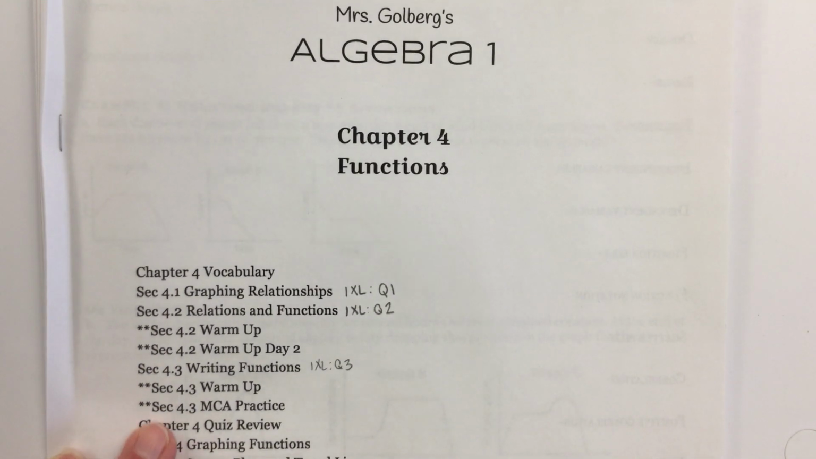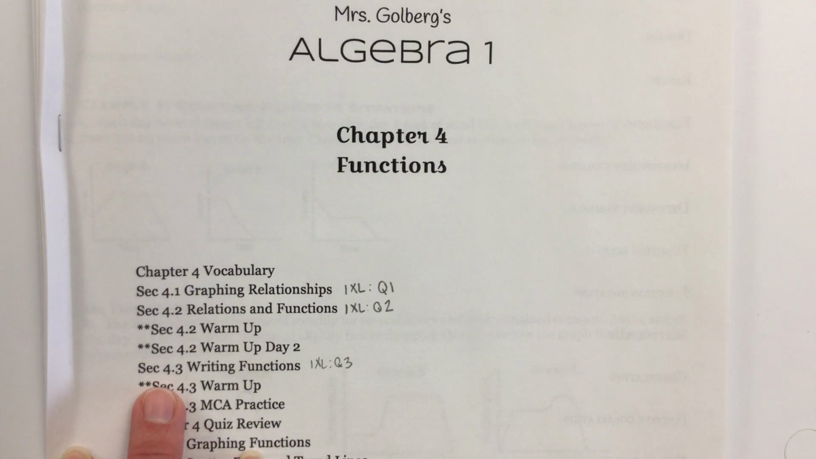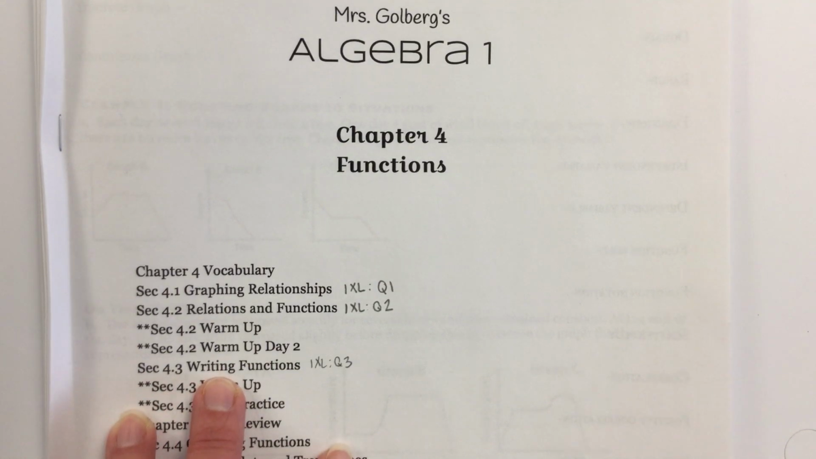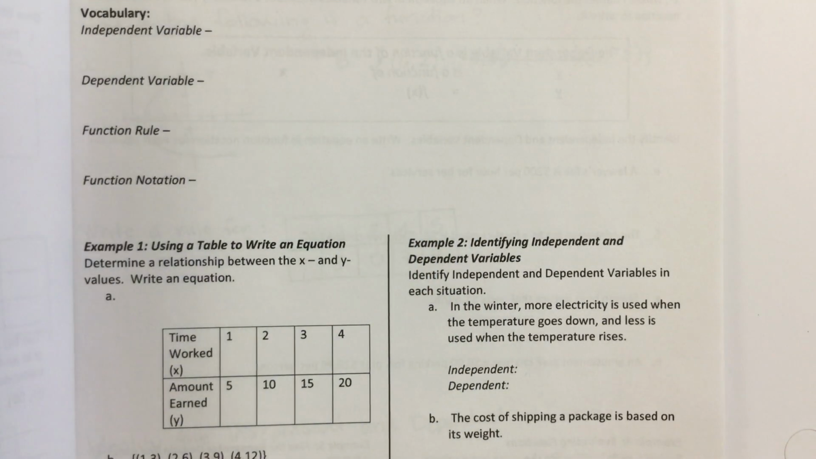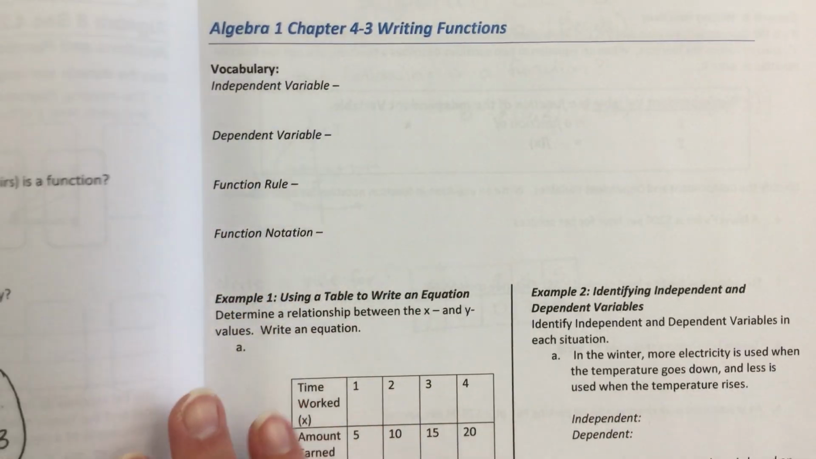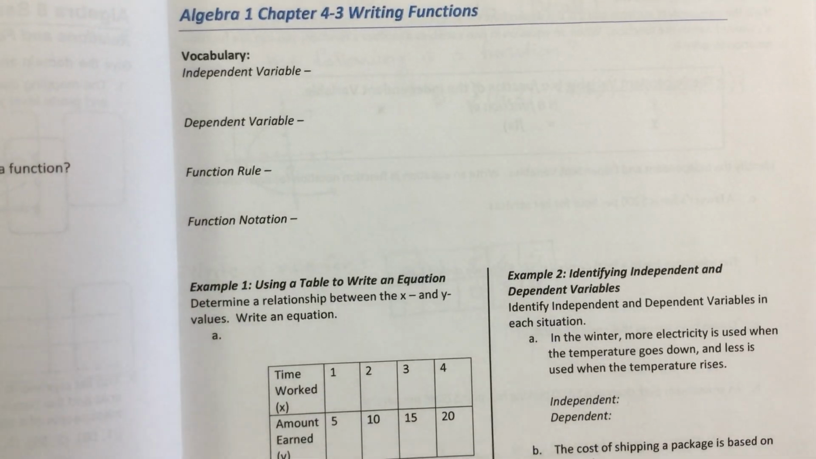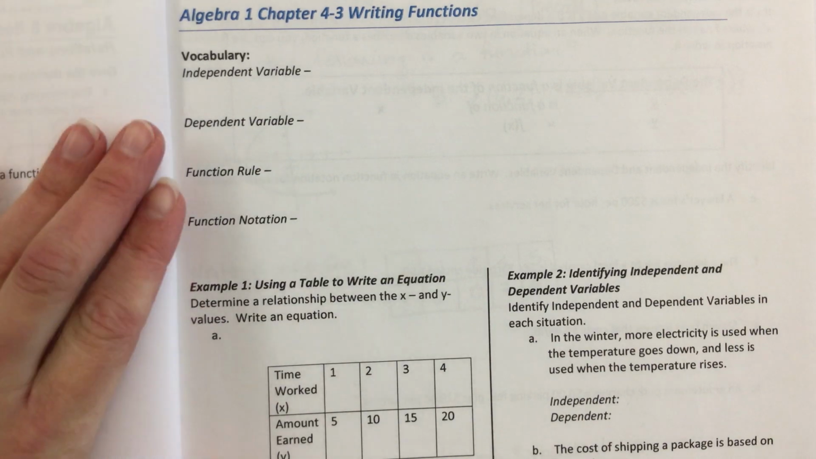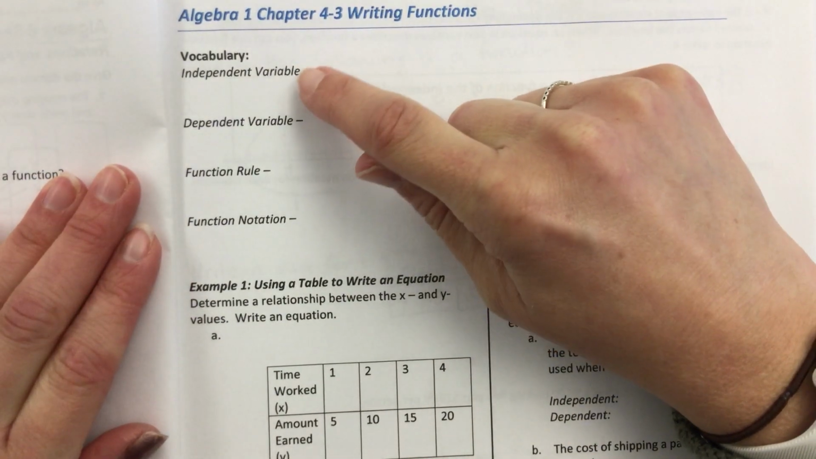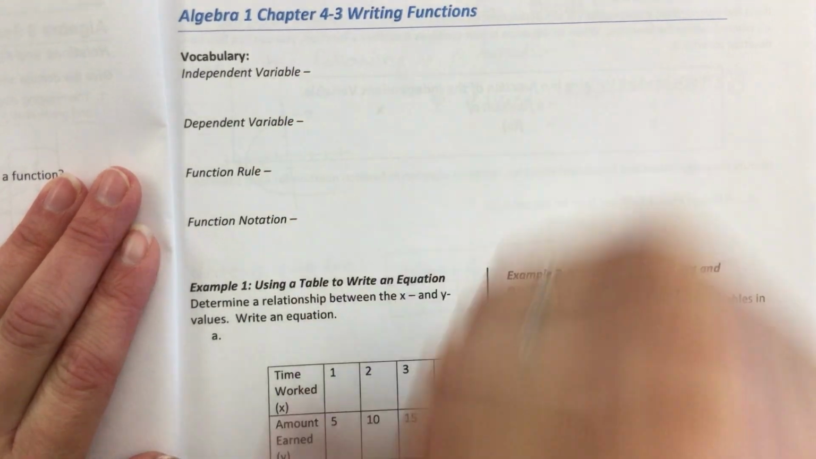Okay, Algebra 1, we are looking at section 4.3, writing functions. So before we talked about how a function is a special type of relation. Every input has exactly one output. So with this input and output, we have different variables. We have an x and a y. Independent and dependent, function rule, and function notation.